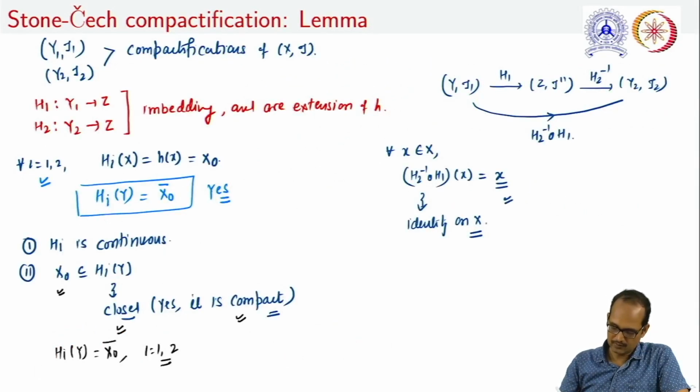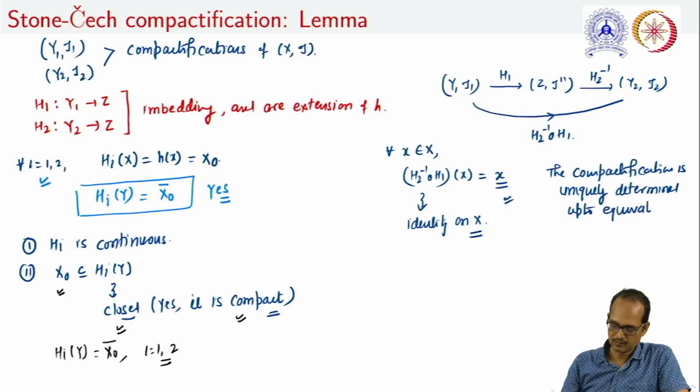And thus we can conclude that the compactification is uniquely determined up to equivalence. That's the proof of this lemma.